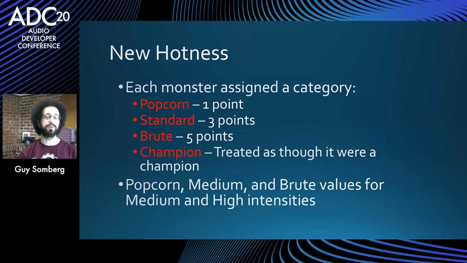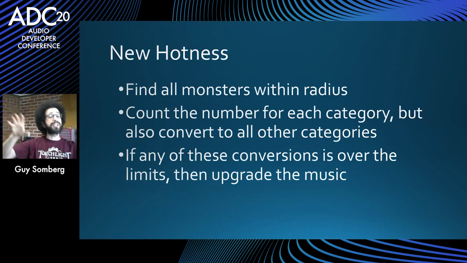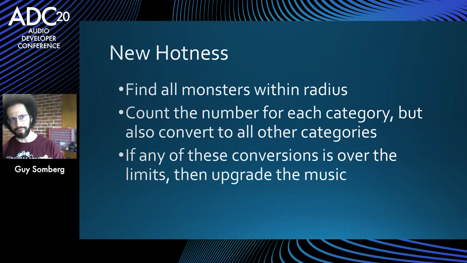And then we had values for if you have a certain number of popcorn, standard, or brute monsters, then you can upgrade to medium or high intensity. So the algorithm is basically find the monsters, count the number for each category, but also convert to all the other categories. And I'll talk about what that means in a moment. And if any conversion is over any of the limits, then we upgrade the music. The reason for that is we want the action music, the medium and high intensity action music, that's where the exciting stuff is. You want people to hear that, so you want to be eager to upgrade from idle to medium or high intensity, but only to the correct one.